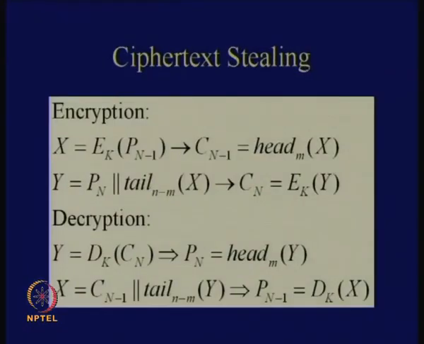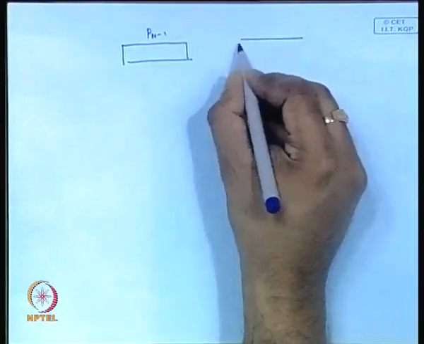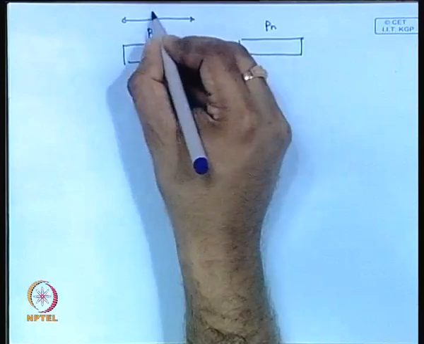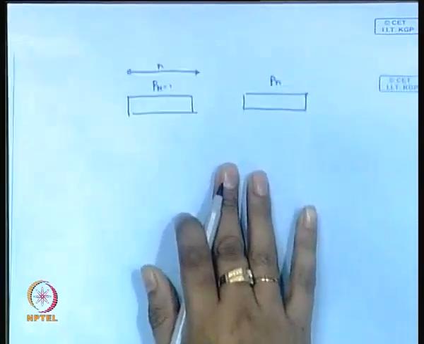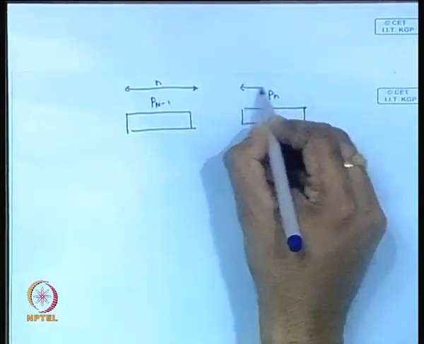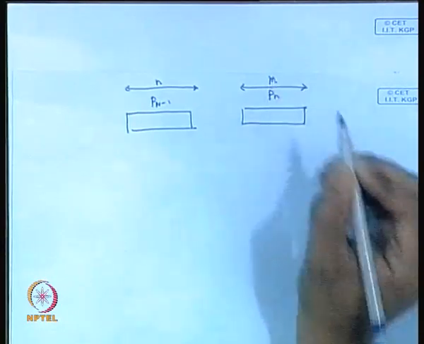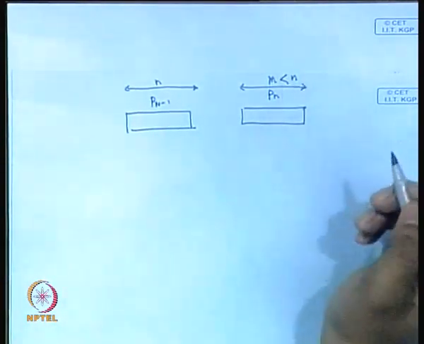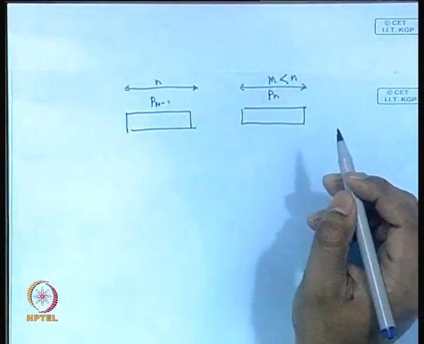Diagrammatically it will look like this. Consider Pn minus 1 and Pn. What is the size of Pn minus 1? n bits. And what is the size of Pn? It is m bits, and m is, suppose, less than n. You can work with less than or equal to also, but let us assume that it is less than n.